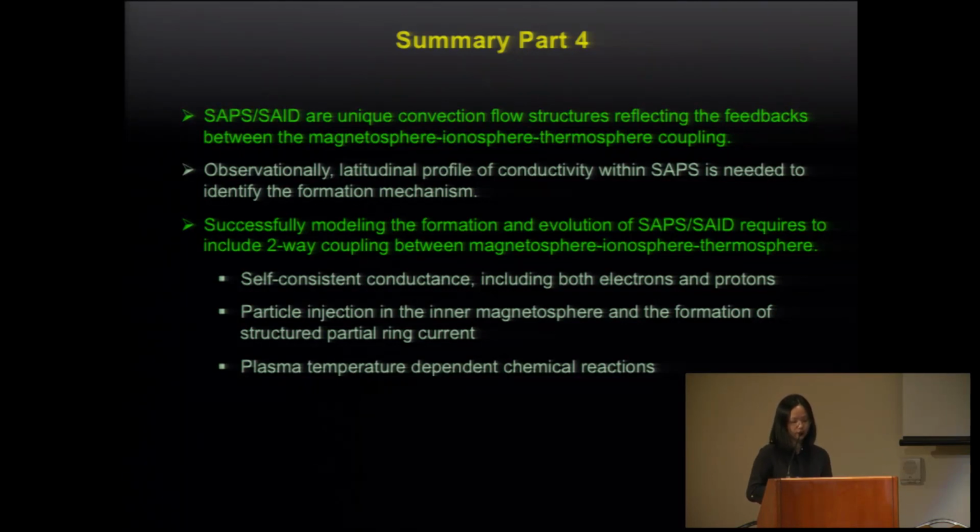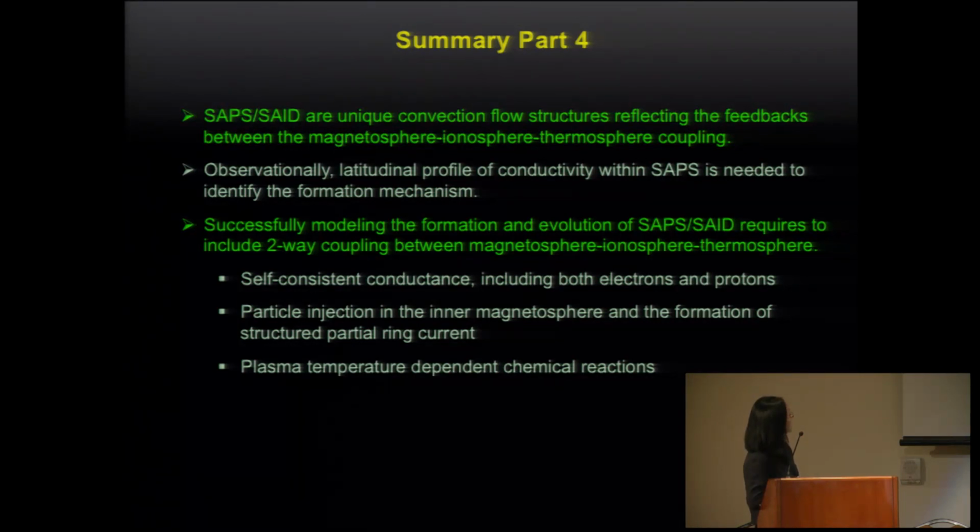In terms of modeling, I think in order to successfully model the formation and the evolution of the SAPS, we will need to use a two-way coupled magnetosphere, ionosphere, thermosphere model. We will need to calculate self-consistent conductance, including both electrons and protons. We need to do the particle injections right. Again, this depends on the pre-existing pressure distribution in the inner magnetosphere, and also the particle injections coming from the tail region.